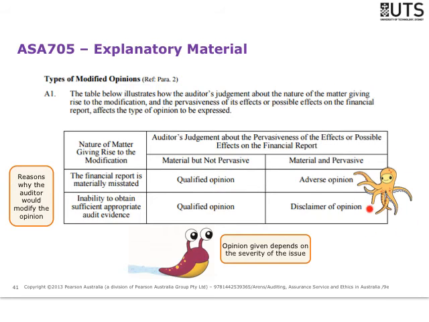Whereas Perry, the pervasive octopus, we might have sales revenue incorrect by 30 or 40%, right? That will change the overall financial position of the company.